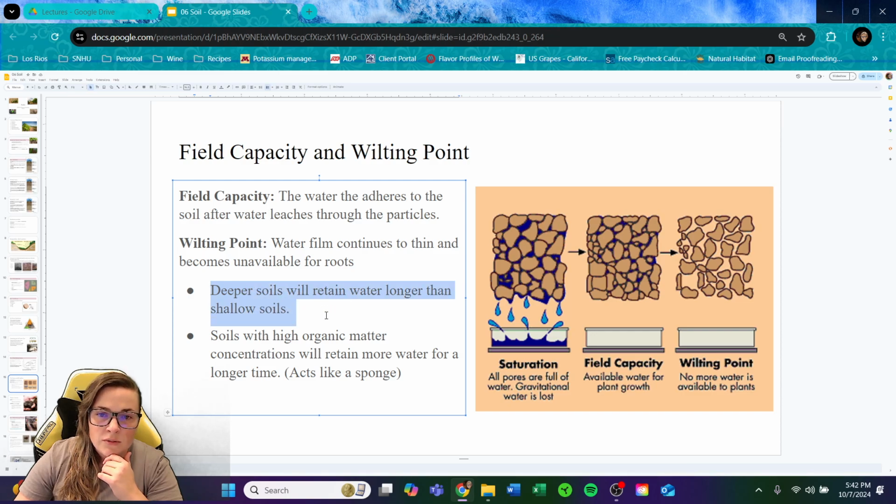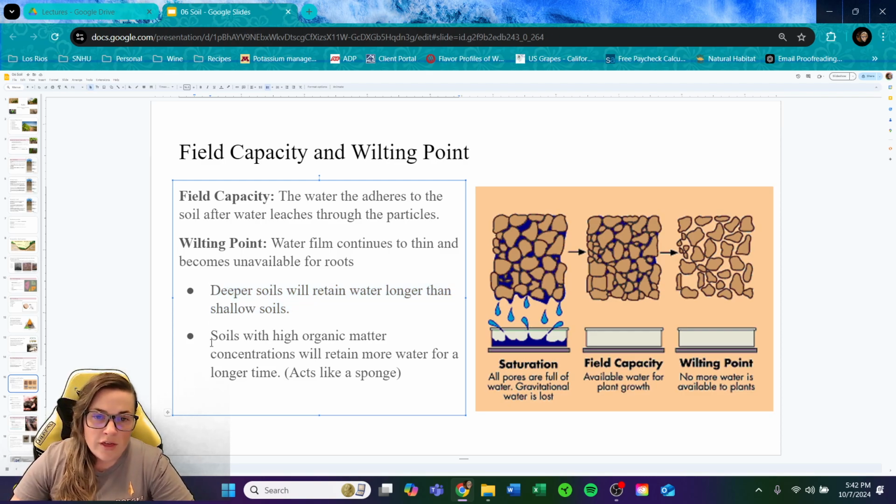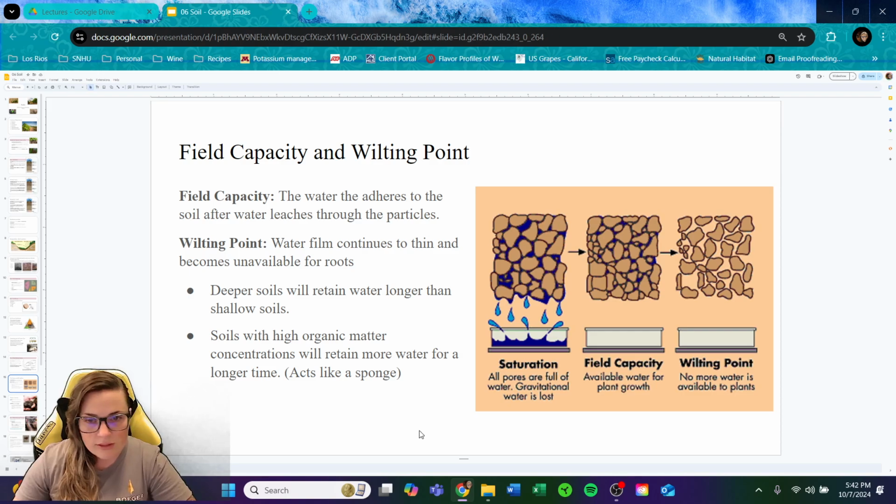Deeper soils will retain water longer than shallow soils will. You just have more of a bank to pull from if you have deeper soils, right? If you have shallow soils, then you don't have a lot to work with. Soils with high organic matter concentrations will also retain more water for a longer time. When I looked up organic matter retaining water, the comparison is that organic matter is very porous on its own, so it acts like a sponge for holding water as well. So organic matter is very beneficial for multiple reasons.